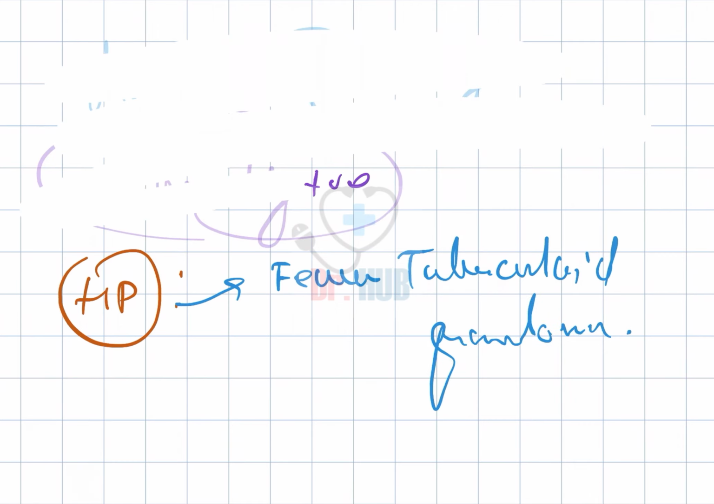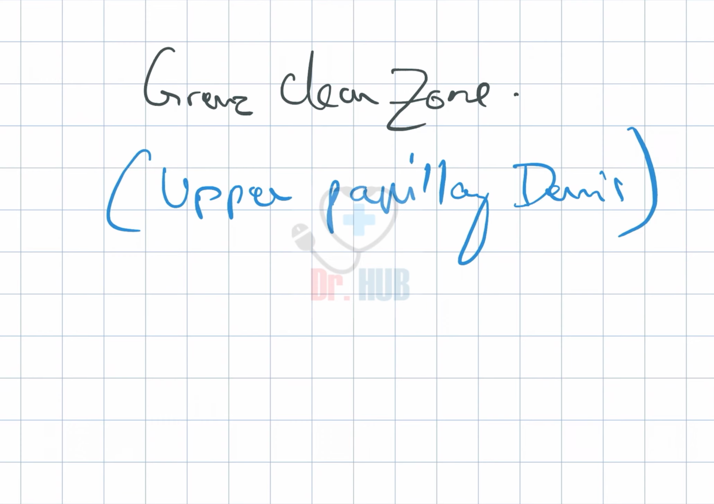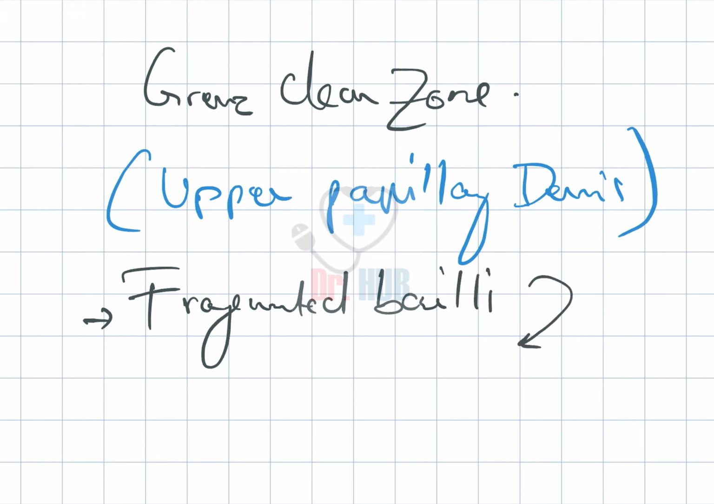There is presence of a Grenz clear zone in the upper papillary dermis, and the nerves are replaced by granulomas, and there are fragmented bacilli. They are seen in the AFB stain.